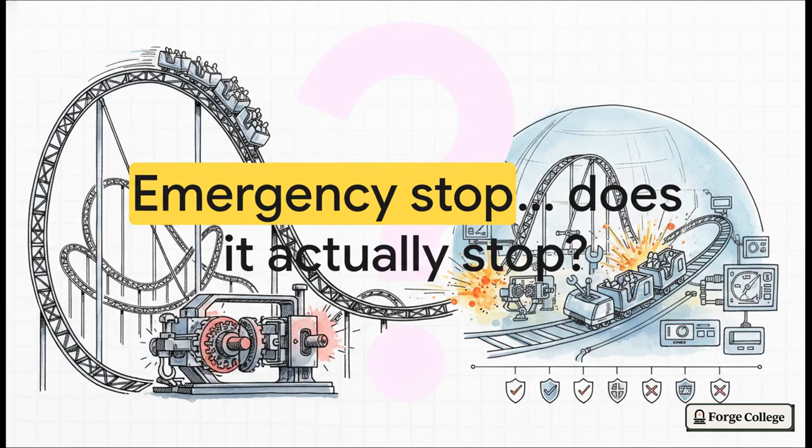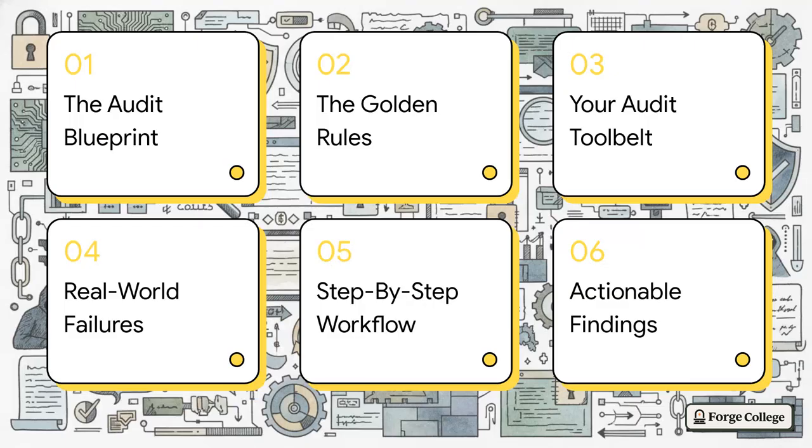Our goal today is to take the somewhat intimidating idea of a security audit and turn it into a super manageable, step-by-step engineering process. So here's our safety inspector's checklist for today. We're going to hit the audit blueprint, the golden rules, your audit tool belt, real-world failures, the step-by-step workflow, and finally, actionable findings. Let's jump right in.